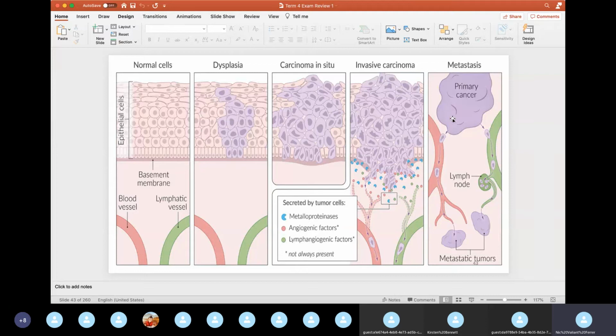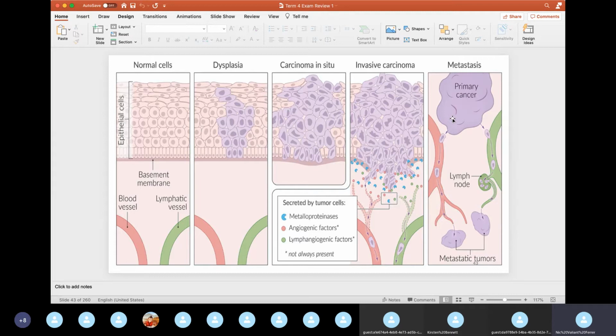And look at the cells. They lost the cell-to-cell contact, right? They inactivate E-cadherin. Okay, so your desmosomes are gone, right? And then look at the last one, metastasis. Now it spreads to your distant organs via lymphatics or the blood.